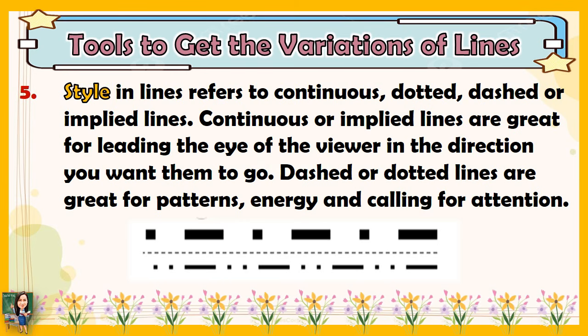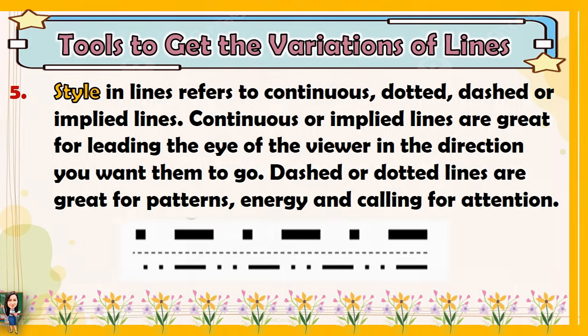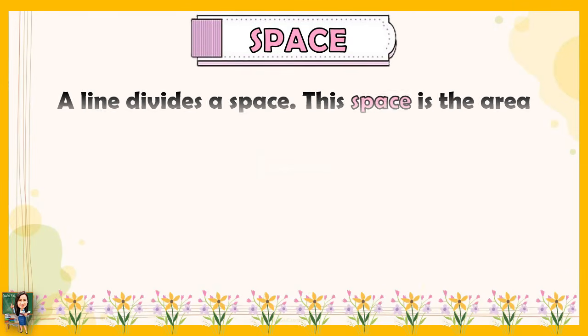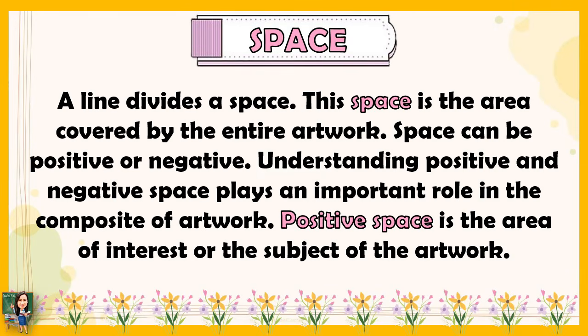Another most common visual element is space. A line divides a space. This space is the area covered by the entire artwork. Space can be positive or negative. Understanding positive and negative space plays an important role in the composition of artwork.